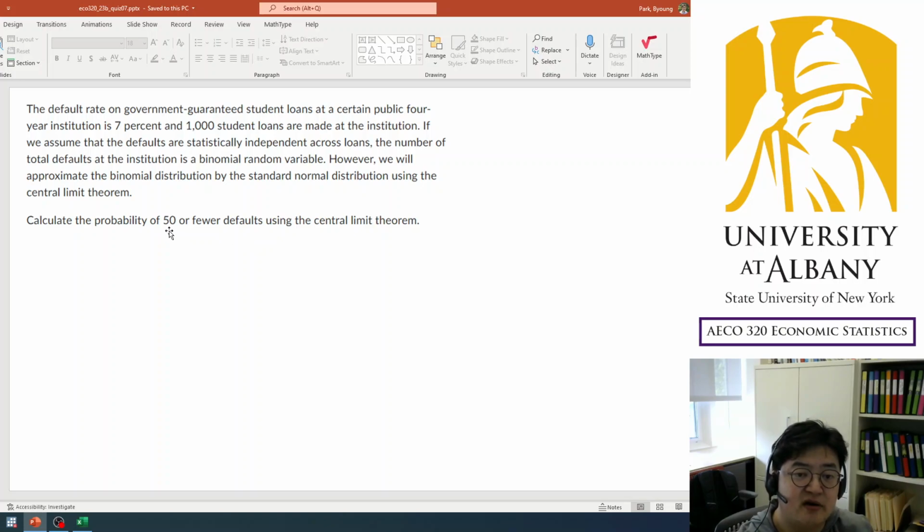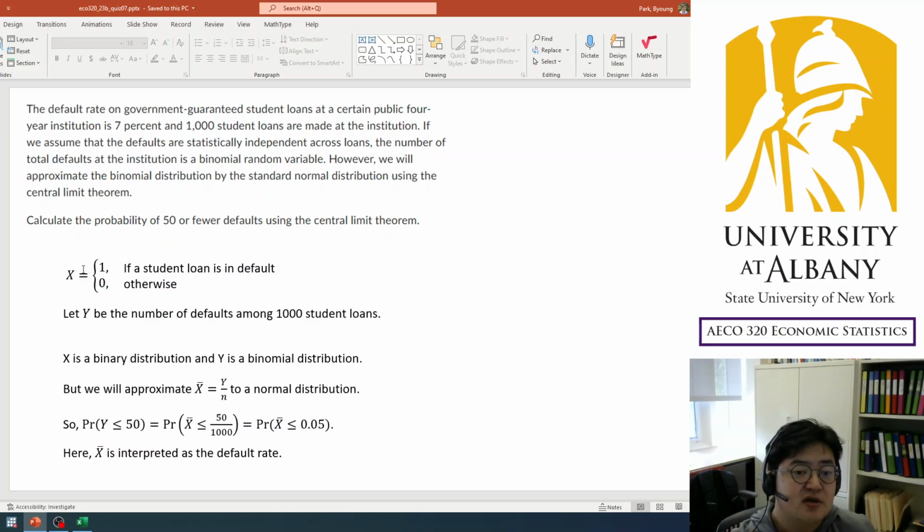Calculate the probability of 50 or fewer defaults using the central limit theorem. Okay, again, we are handling a binary distribution. So I will define X in this way. If a student loan is in default, I will count that as success. Okay, that is 1. And if not in default, 0. And furthermore, I will define Y as the number of defaults among the outstanding loans.